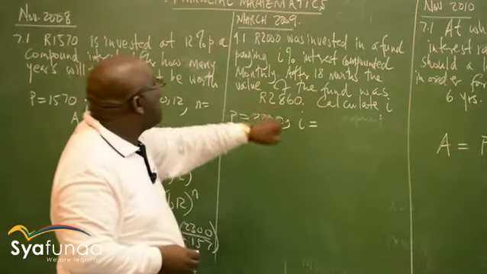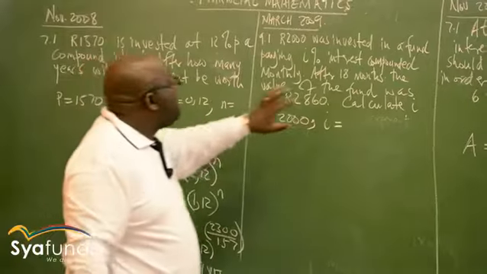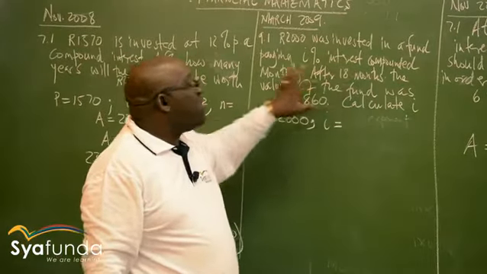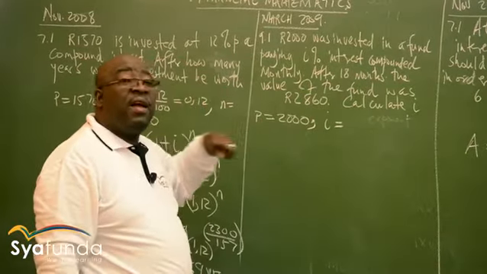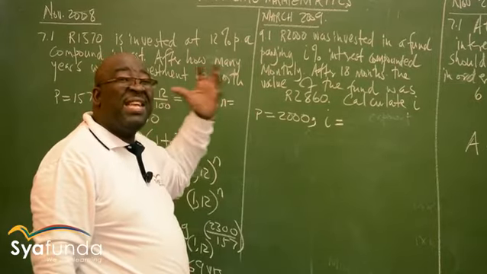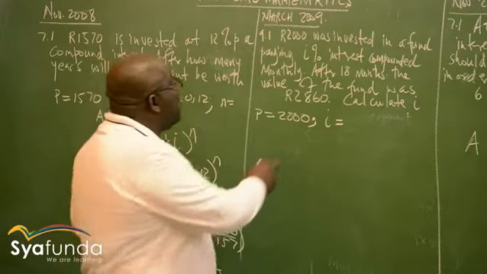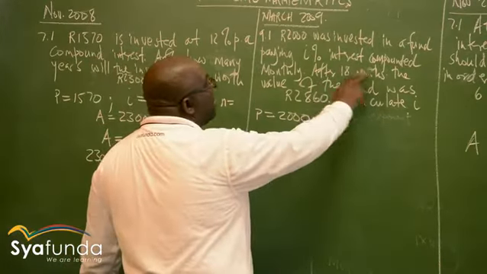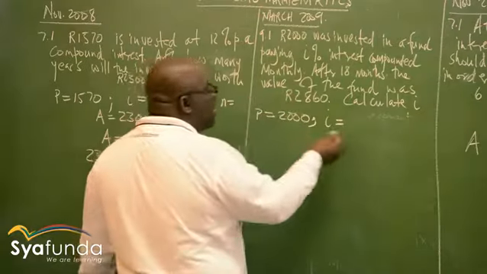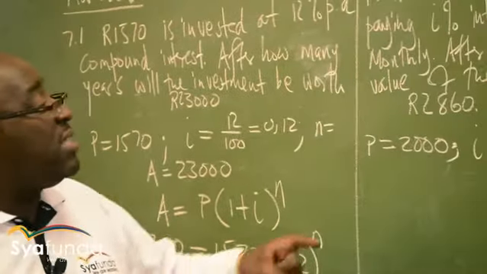Interest compounded monthly. That becomes very important. This interest is compounded monthly. It is put every month. In other words, if the number was put in years, I've got to change it into months as well by multiplying by 12. In this particular case, the interest is compounded monthly. So I know that my I is going to be I over 100, which is I percent.